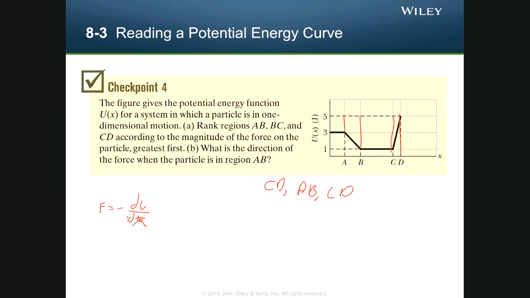Now B, what is the direction of the force when the particle is in the region AB? So now we're going to focus on this region here. And what direction are we going to go in? Let's see if you can get this. This is a little tricky because there's something implied in this equation which you didn't get. You'll notice that this is not the magnitude. This is a vector. And so we're actually looking at a one-dimensional gradient here.